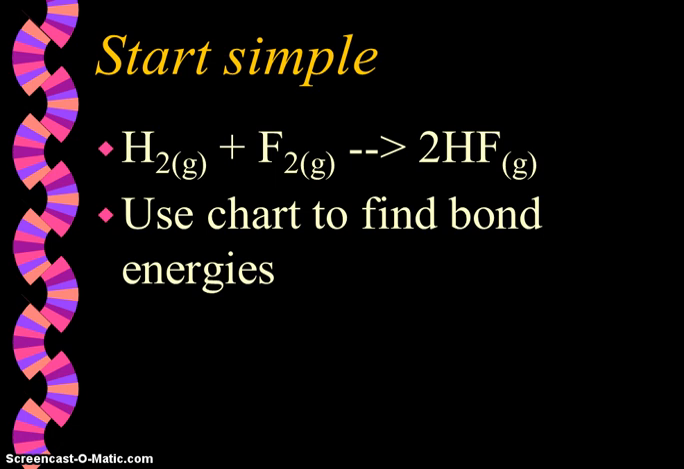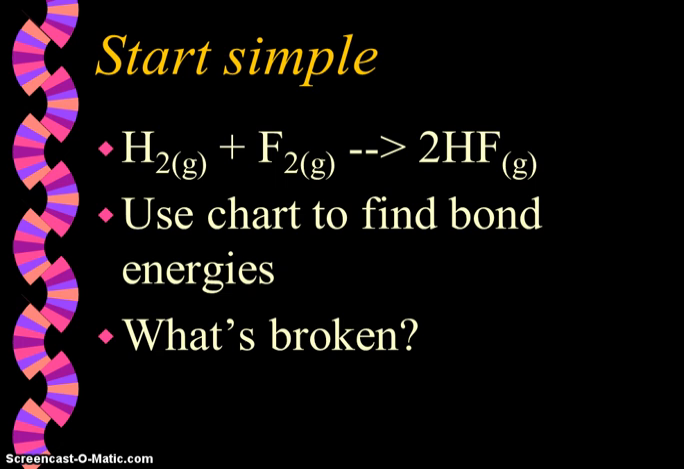So we're going to use a chart that gives us covalent bond energies and our equation for calculating the enthalpy of a reaction using bond energies to calculate the energy for this reaction. So we have to figure out what bonds are broken first. Well, we're going to have to break the bonds that are holding the atoms together on the reactant side. So we're going to have to break a hydrogen-hydrogen bond, and we're going to have to break a fluorine-fluorine bond.